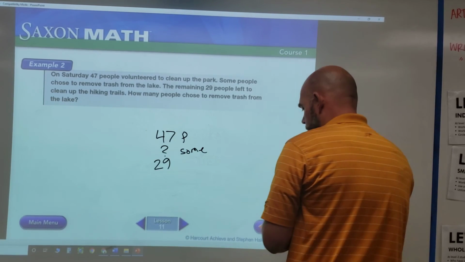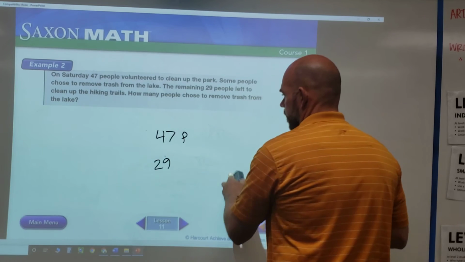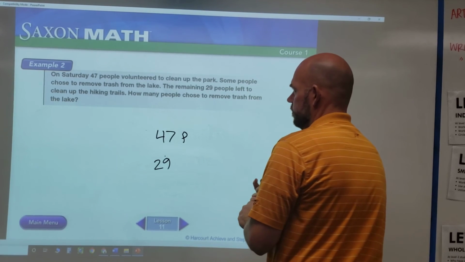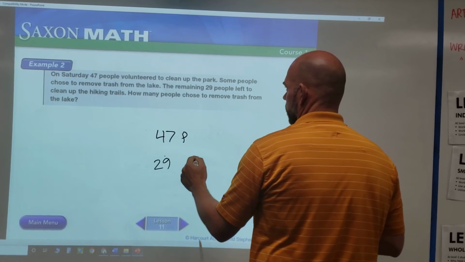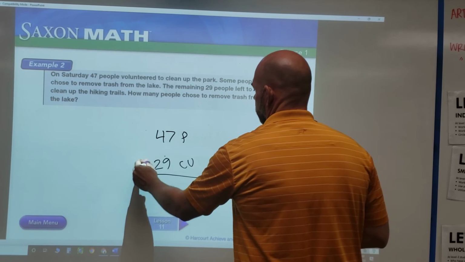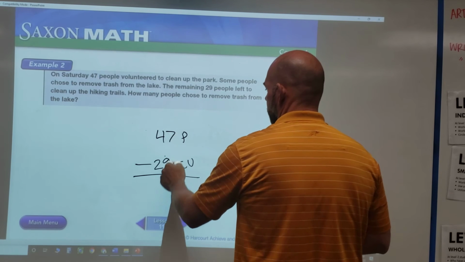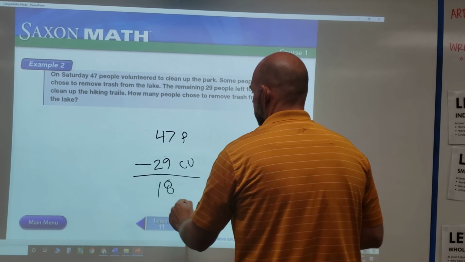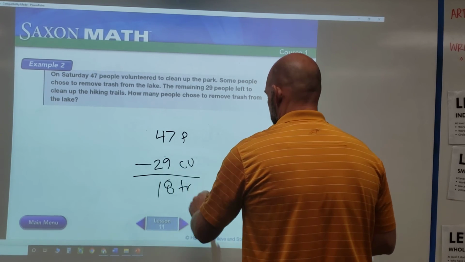So I'm gonna switch the order here and just say, these are the left to clean up, and we're looking for the trashers. So we just subtract that, 47 minus 29 gives us 18, and that's the people who picked up trash, okay?